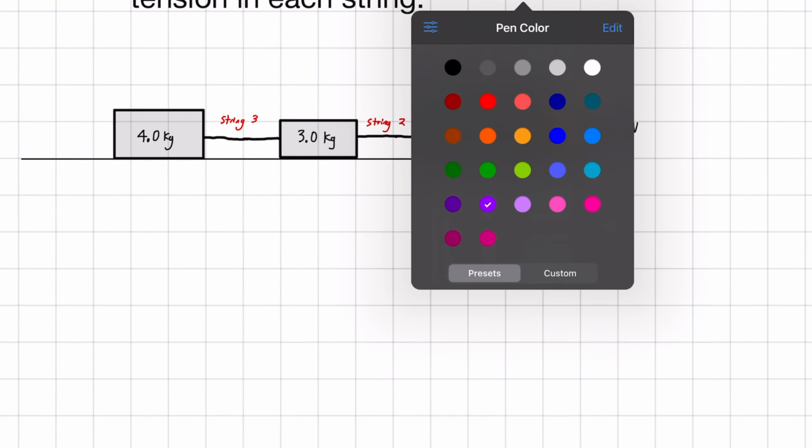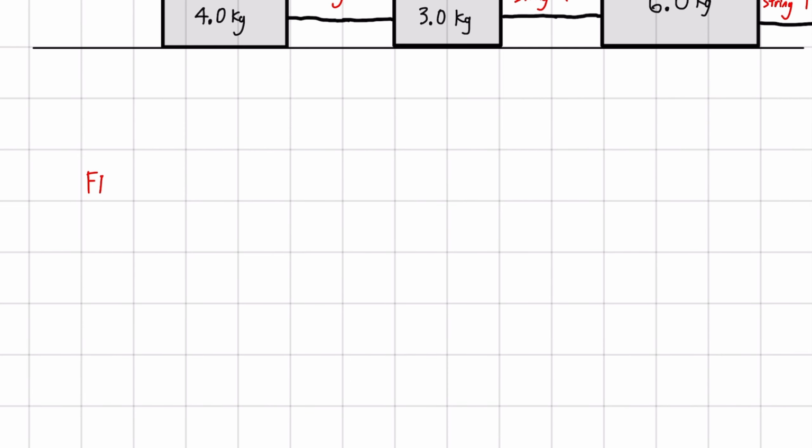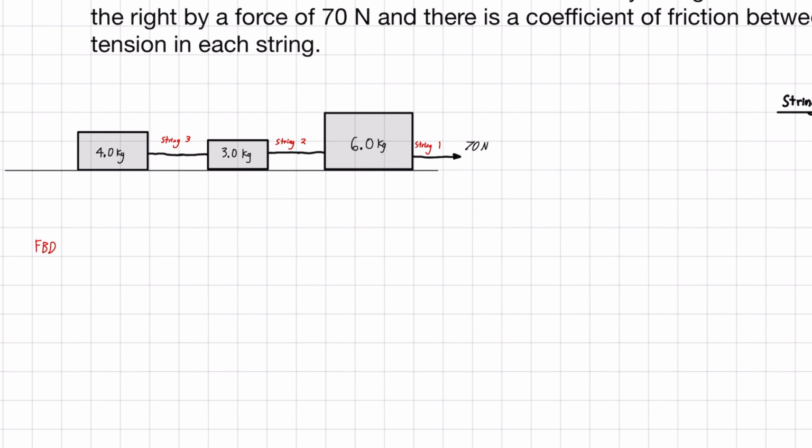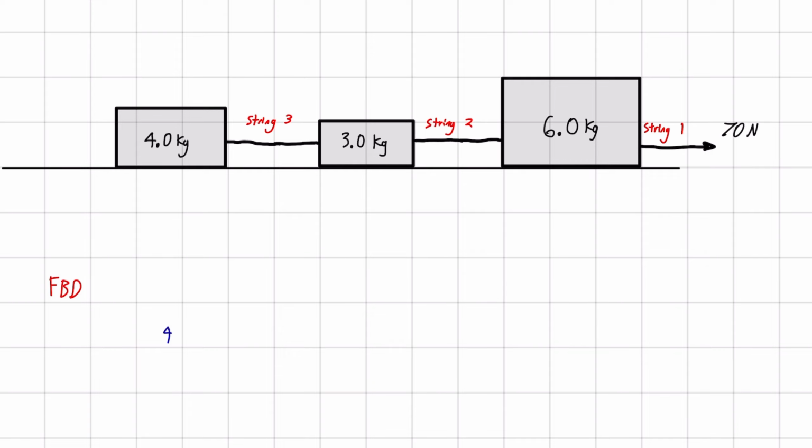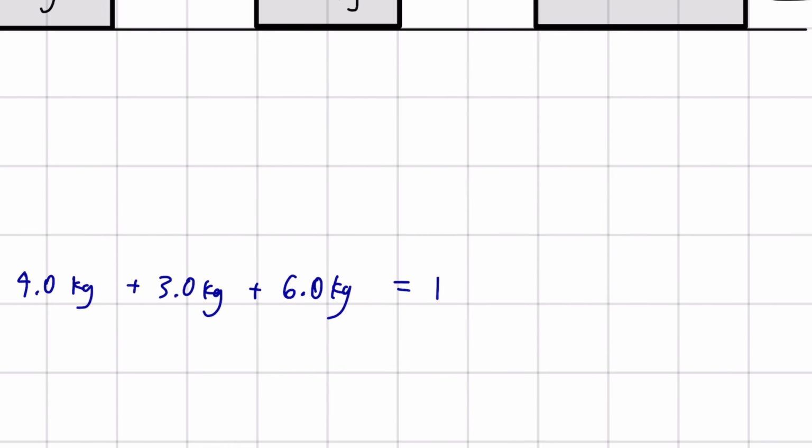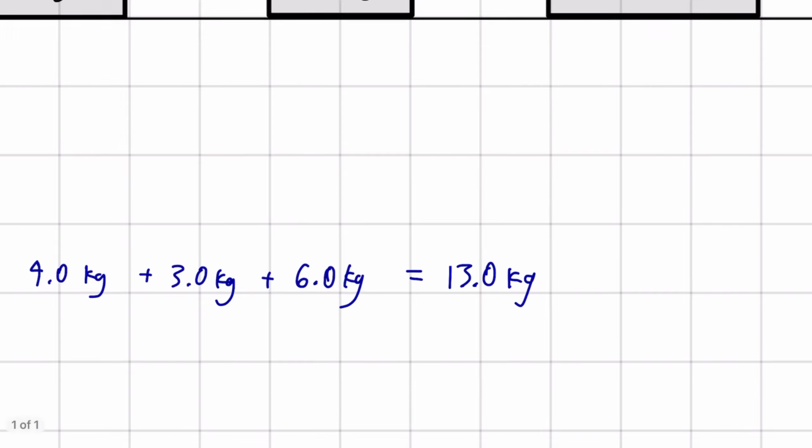So to start off this problem, we're going to draw a free body diagram and we're going to combine all three blocks into one. And this is just for the sake of making our calculations easier from the beginning. So what we're going to do is add up the masses of the blocks. So 4 kilograms plus 3 kilograms plus 6 kilograms, that's going to give us a total mass of 13.0 kilograms.